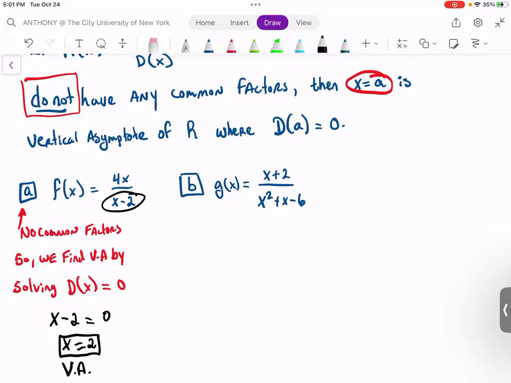Let's try it again with part B. Part B, we have g of x equals x plus 2 over x squared plus x minus 6. Did I write this correctly? No, sorry, I didn't write this correctly. This should have been a minus x. My bad. It's okay.